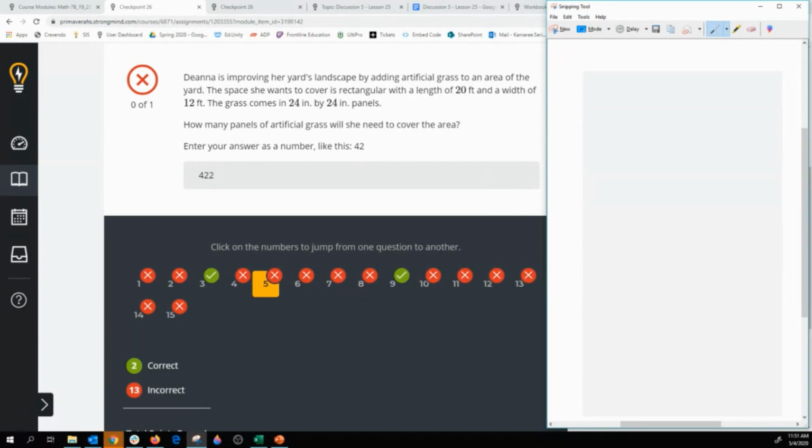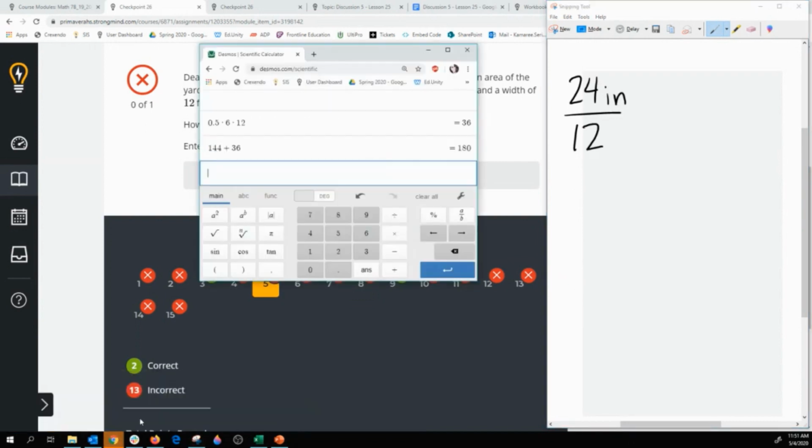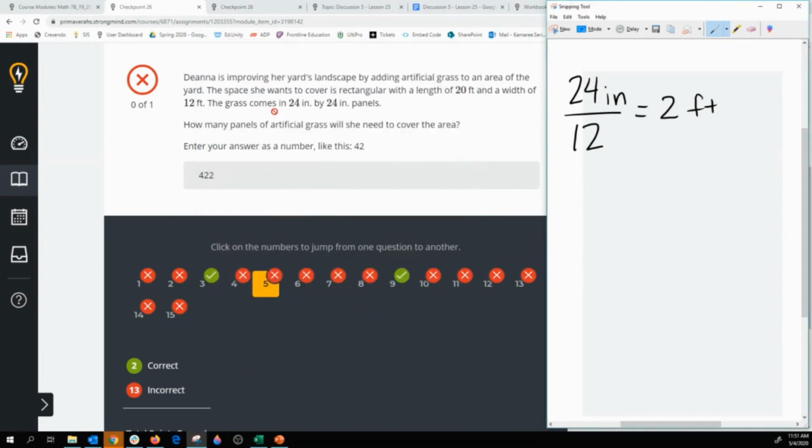Okay, so if I have 24 inches and I divide that by 12, I can type that into a calculator. 24 divided by 12. That will tell me that 24 inches is the same as having 2 feet. So it's like these panels that the grass comes in, they are 2 feet by 2 feet wide. Okay, so let's keep that in mind, and then let's draw some pictures of what's happening here.